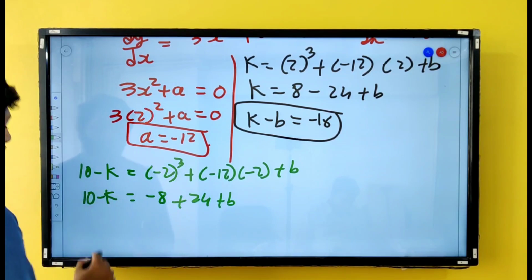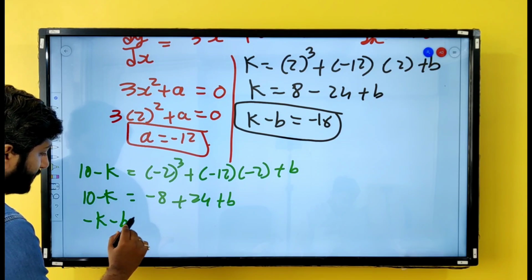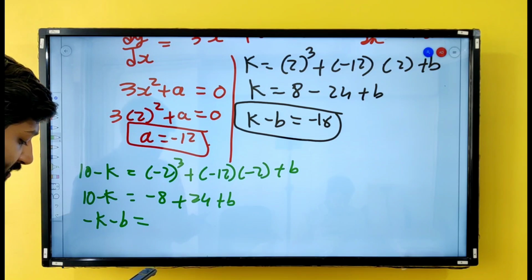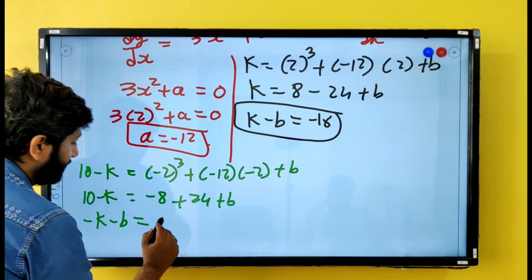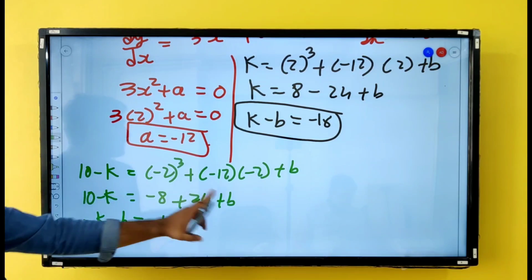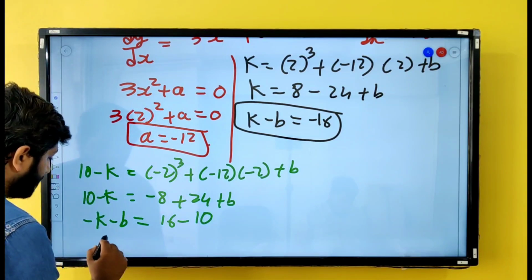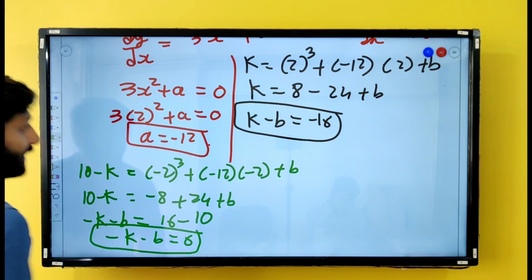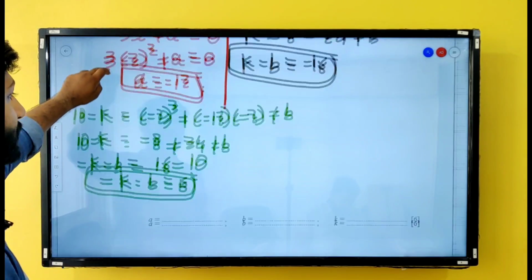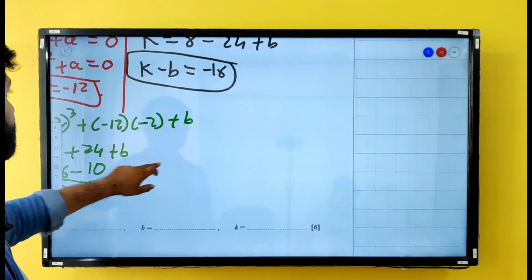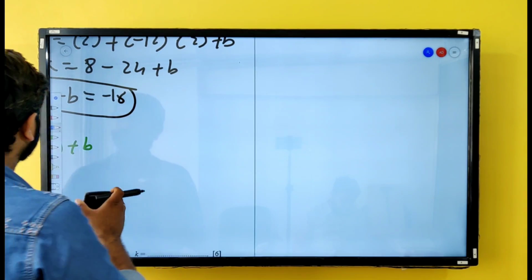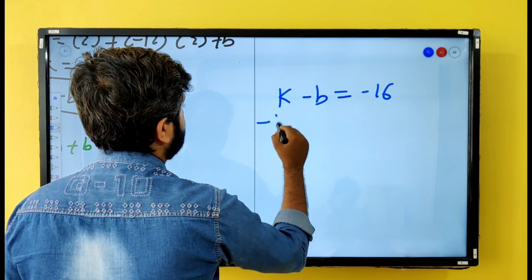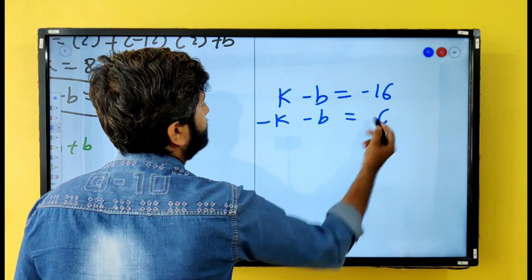Let me bring b over here. Minus k minus b equals minus 8 plus 24. I think it should be 16, but still let me check. Yes, it is 16. And from here plus 10 will go to the right hand side as minus 10. So we have minus k minus b equals 6. I think these are my two simultaneous equations. First is k minus b equals minus 16, and second is minus k minus b equals 6.